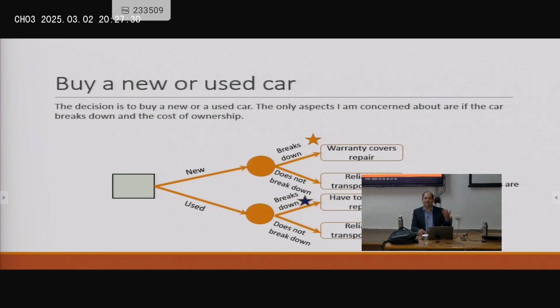I'm still not saying that it'll make a new car less reliable. It'll just change. It wouldn't be as straightforward of an assessment. And similarly with a used car, maybe most of the errors have been found and fixed. So you may actually end up with reliable transportation. Okay, so that's definitely the case.